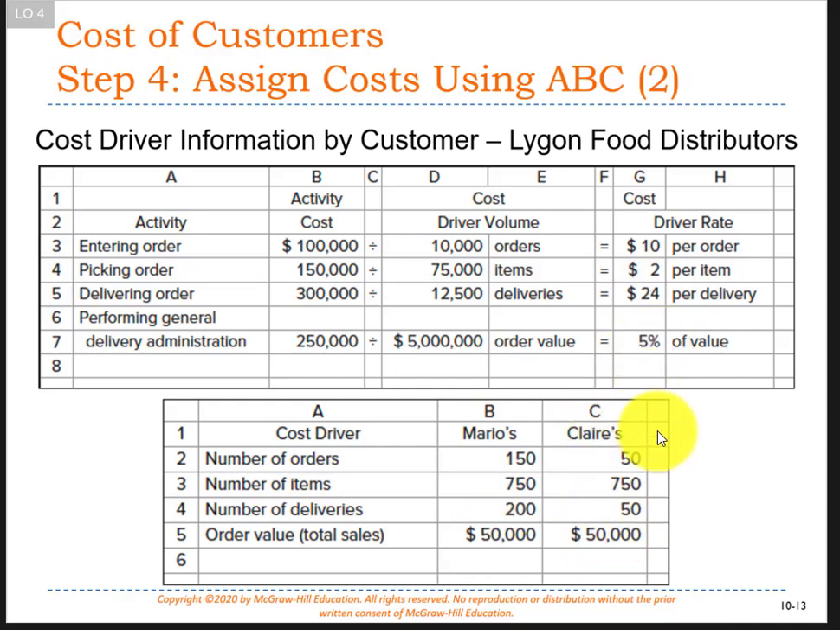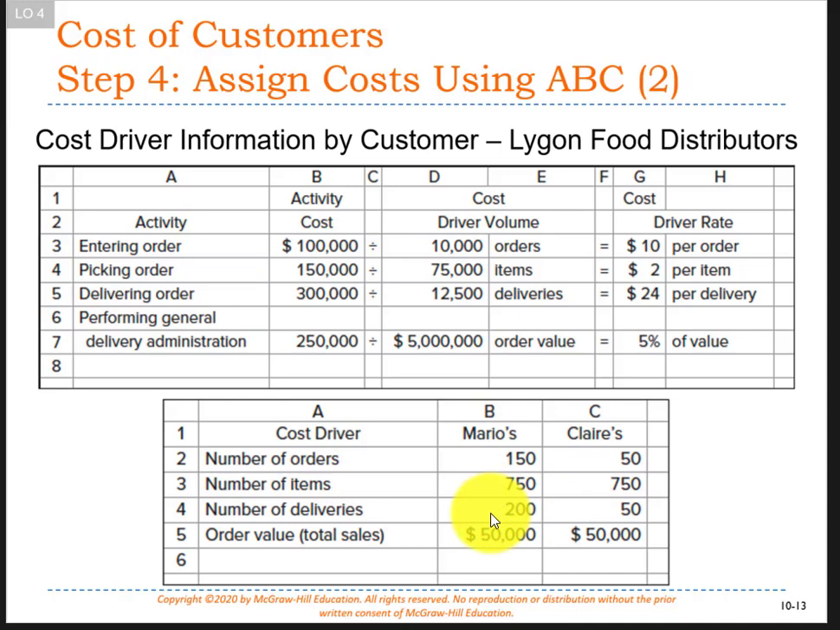Notice Claire's is going to be the same for the 5% because we said their sales are the same. Notice that the number of items are the same for Claire's. The number of orders is far lower. So what that means is Claire typically orders a lot more items per order, right? Mario's is calling up and making more orders. But at the end of the day, they're having the same amount of items and the same amount of costs. Okay, and Claire's is having a lot fewer deliveries. All right?